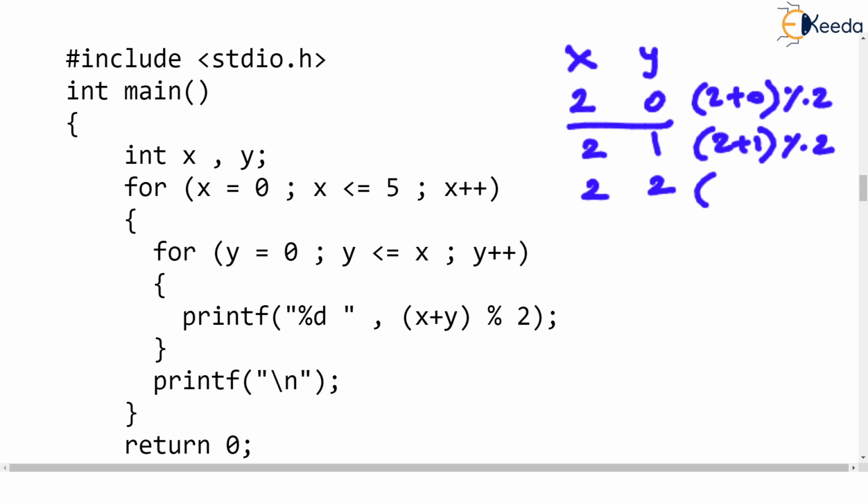And this is 2 plus 2 percent 2. Now already we have got the outputs earlier. The first output we got was 0. Next line we got 1 0, recall.